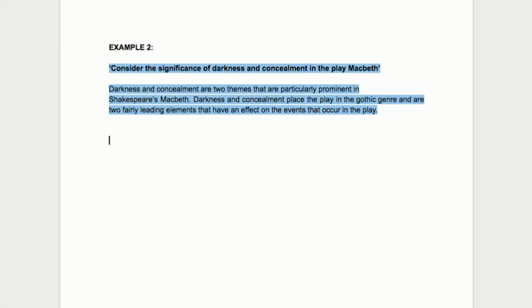So I'm going to read the answer now, and I want you to think again about things that are good and not so good about this introduction. Darkness and concealment are two themes that are particularly prominent in Shakespeare's Macbeth. Darkness and concealment place the play in the Gothic genre and are two fairly leading elements that have an effect on the events that occur in the play.